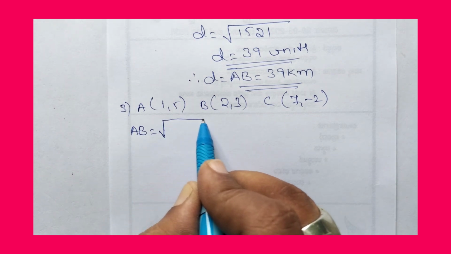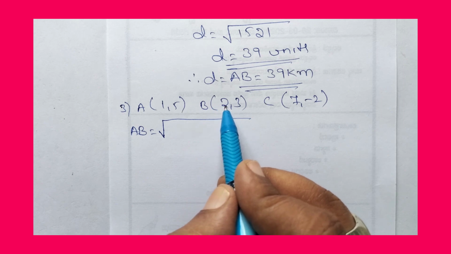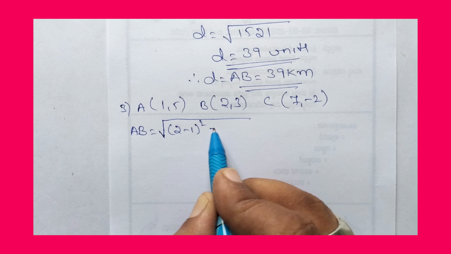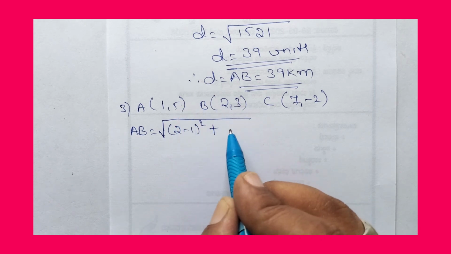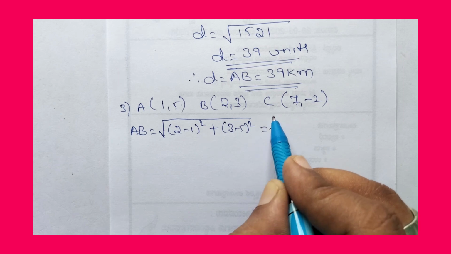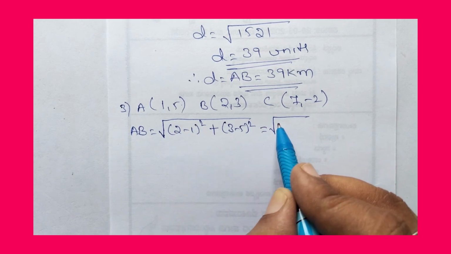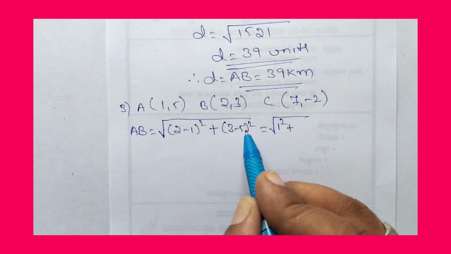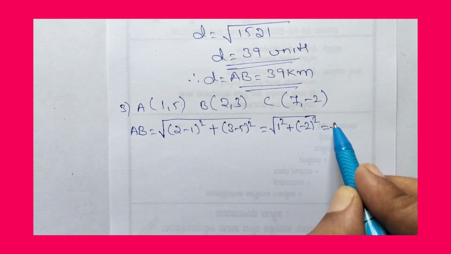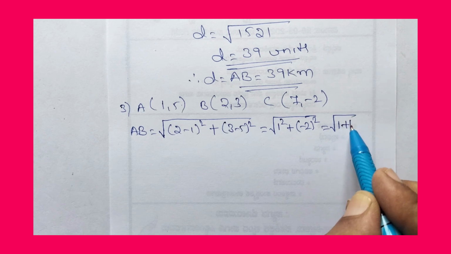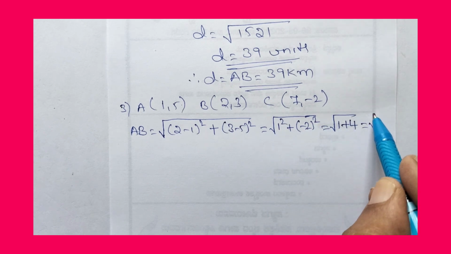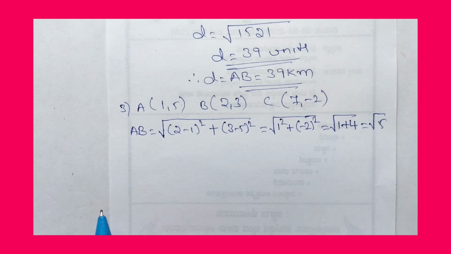AB is equal to square root of (x2 minus x1) (2 minus 1) whole square plus (3 minus 5) whole square. That is equal to square root of 2 minus 1 whole square is 1 square, 3 minus 5 whole square is minus 2 whole square. That is equal to square root of 1 plus 4, which is 5. So it will be equal to square root of 5.